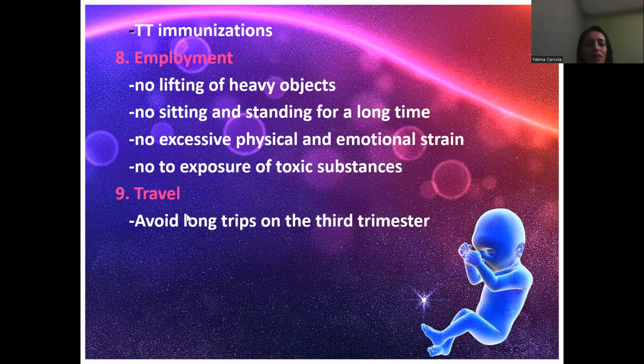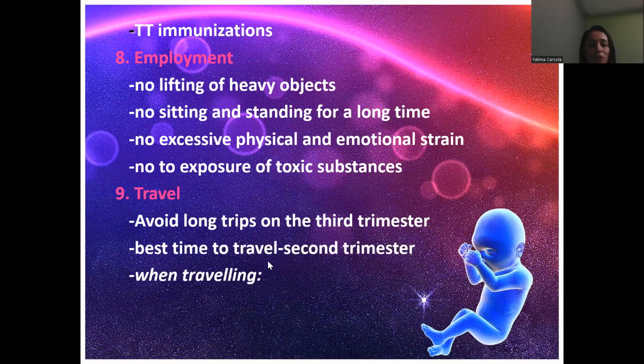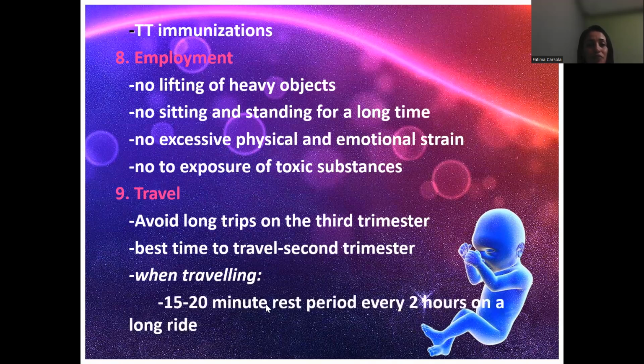And for your travel, you have to avoid long trips in the third trimester, okay? Because you will now be preparing for the birth of the baby. And the best time to travel, second trimester. And when traveling, every 2 hours, you have to stop for 15 to 20 minutes.